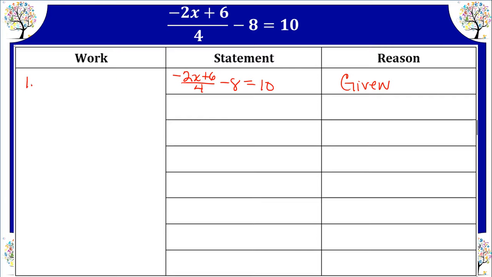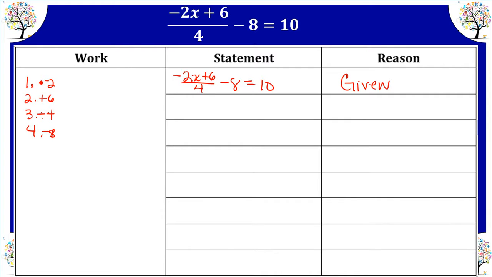So let's walk through what's happening. If we knew the value of x, let's see how many operations we have. We have 1, 2, 3, 4. So if we knew the value of x, we would multiply by -2, then we would add 6, and then we would divide by 4, and then we would subtract 8.